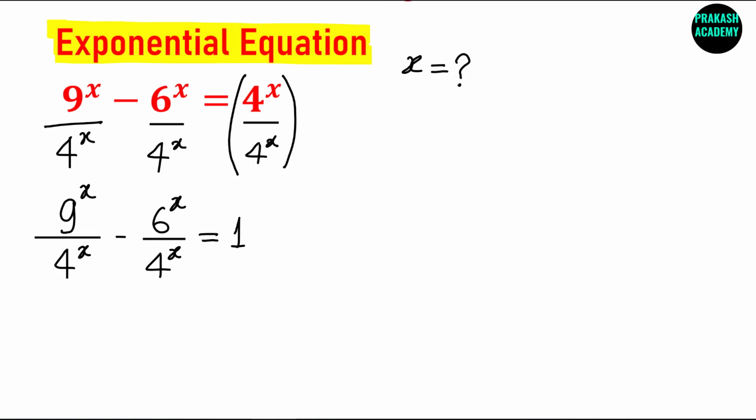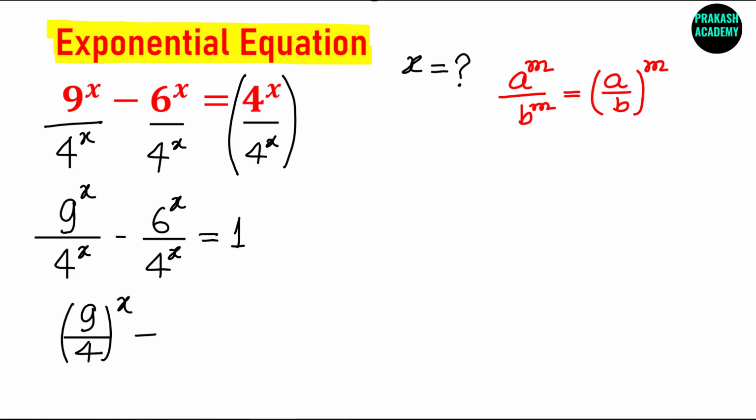Now if you remember, there is a rule of exponents: a raised to the power m divided by b raised to the power m, I can write as a by b raised to the power m. So if I use this rule, then I can write 9 by 4 raised to the power x minus 6 by 4 raised to the power x, and this equals 1.